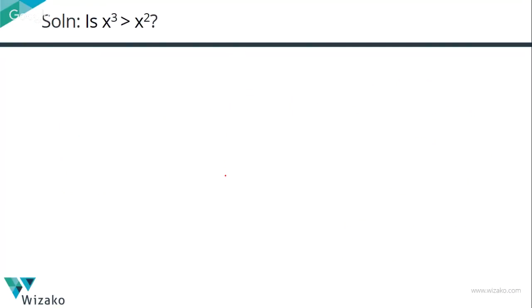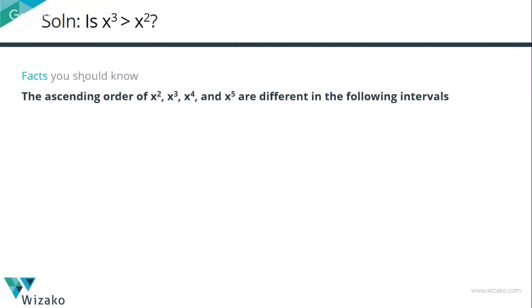Let's quickly start with statement 1. It says x is greater than 0. Oh, one other thing. I just wanted to walk you through this fact quickly. We'll take a minute for it. The ascending order of x square, x cube, x power 4, x power 5 is not going to be the same for all numbers. It's going to be different for the following intervals. I want you to make a note of these intervals. You don't need to remember the ascending order exactly.